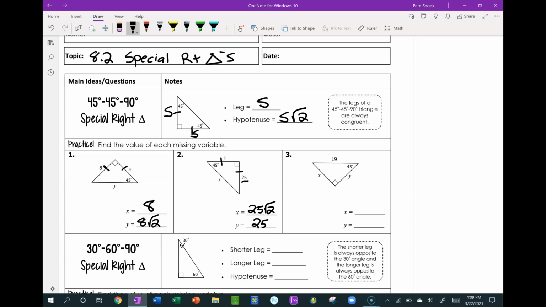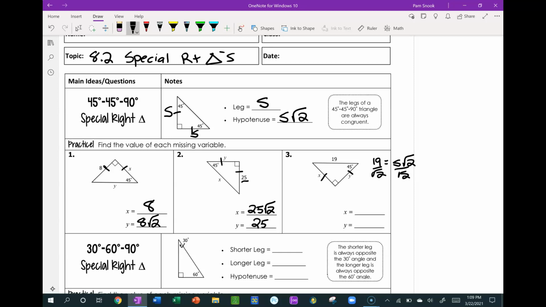Now number 3, we are going to have to do a little bit of work here, because we're given the hypotenuse, 19, and we're asked to solve for x and y. I know they're congruent, so x and y will be the same. If I solve for x, I'll have y right away. Here's what I'm going to do. Since 19 is the hypotenuse, and I know the hypotenuse is the side times root 2, I'm just going to divide that 19 by root 2.